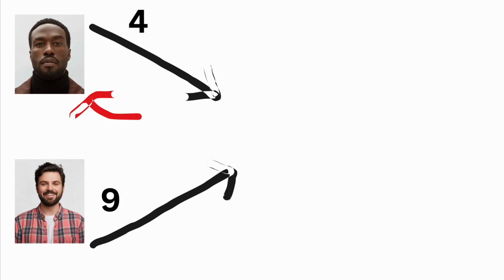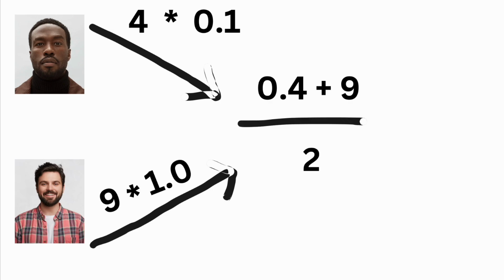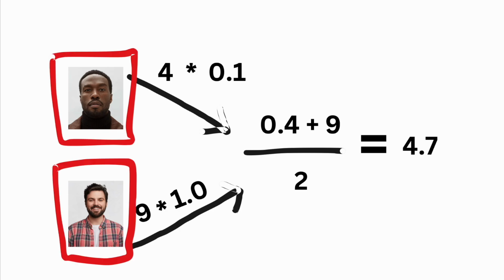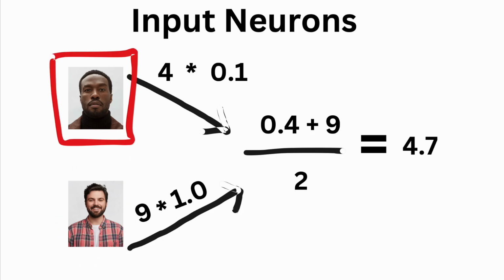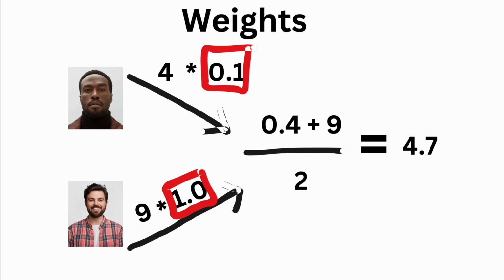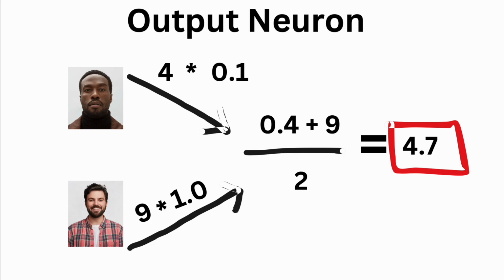of giving very bad rankings, so you multiply his ranking with a super low number, and this guy has a record of giving very good rankings, so you multiply it with a high number. Now you average both these numbers up and get a final number, and since this is less than 5, unfortunately Jamal is not invited. Now in terms of neural networks, these guys are considered as input neurons, these rankings as input features, these multipliers as weights, this as a simple averaging function, and this final value as an output neuron.